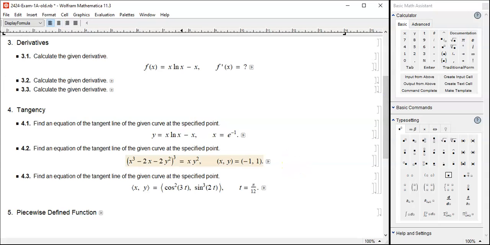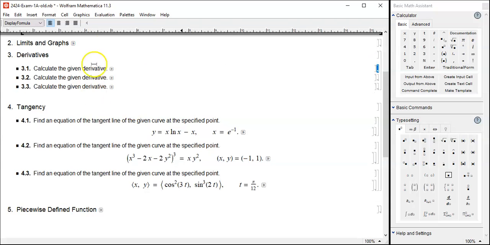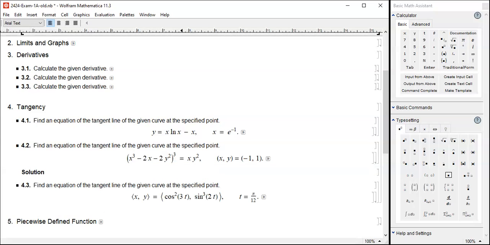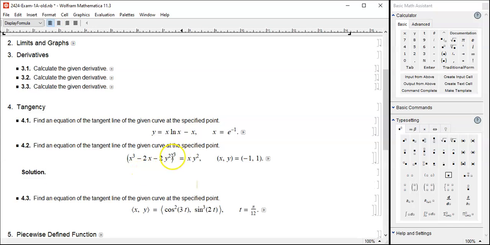Okay, find an equation of the tangent line of the given curve at the specified point. Now this is an implicit differentiation problem, so I cannot reuse anything we did over here. We'll have to calculate the derivative implicitly. Okay, here we go. Let's take the derivative of the left-hand side. Which derivative rule do I have to use? Clearly, it's the chain rule. Outside function becomes like this. And then inside, nothing changes inside.